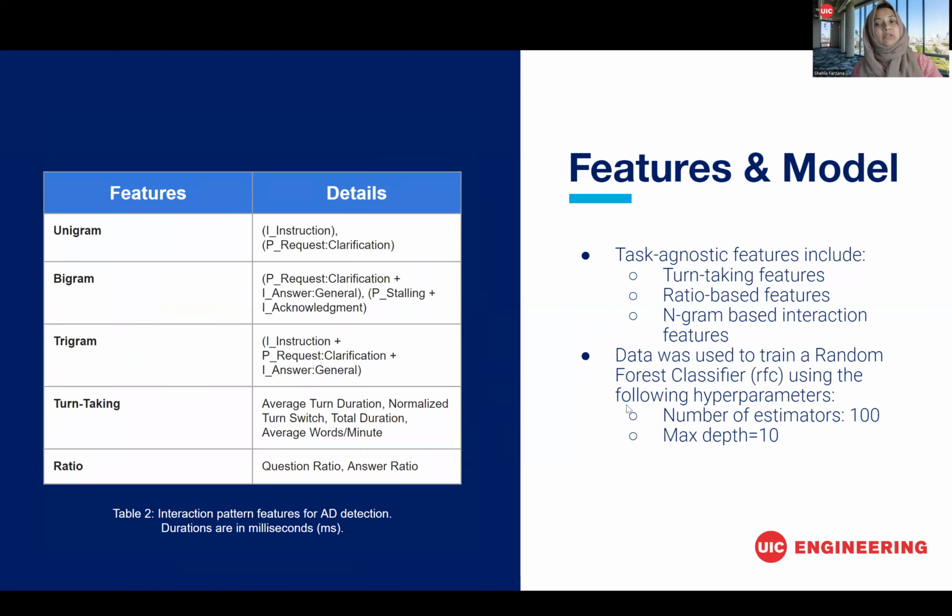These features are used for the current and the previous utterances. Finally, we have generated some content-free features, which include the n-gram-based features, which capture the local interaction pattern. Turn-taking features capture the conversation flow, and the ratio-based features capture the global interaction pattern based on question-answer ratio. We trained a random forest-based classifier using these hyperparameters.